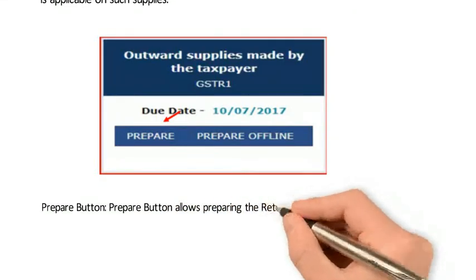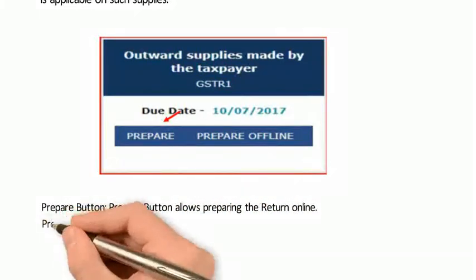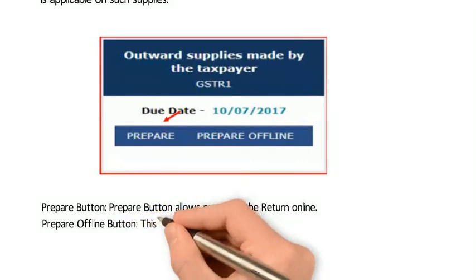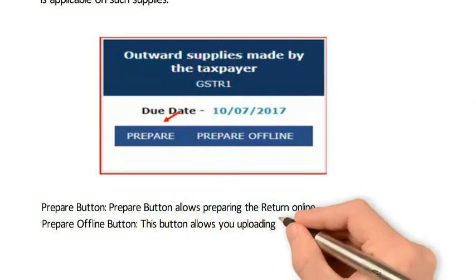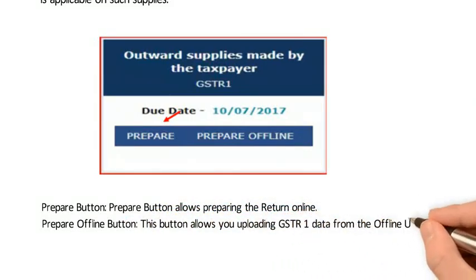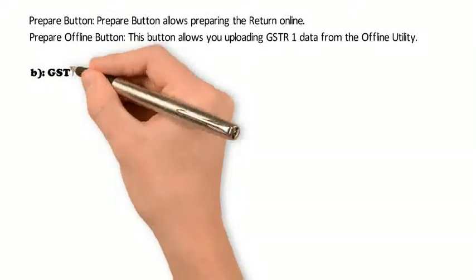Prepare Online button. The Prepare Online button allows preparing the return online. Prepare Offline button. This button allows you to upload GSTR1 data from the offline utility.